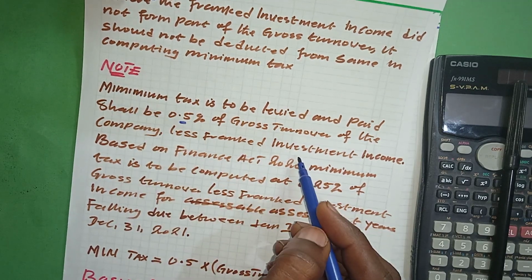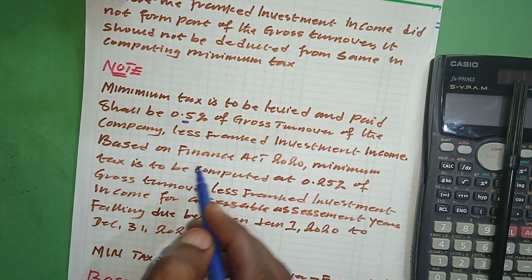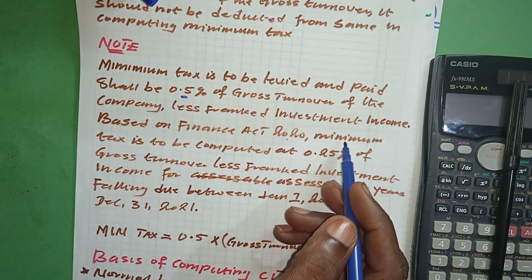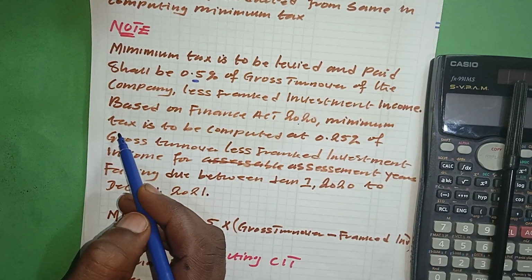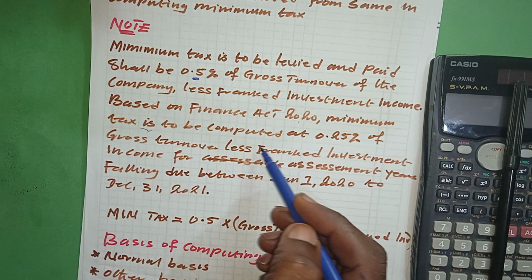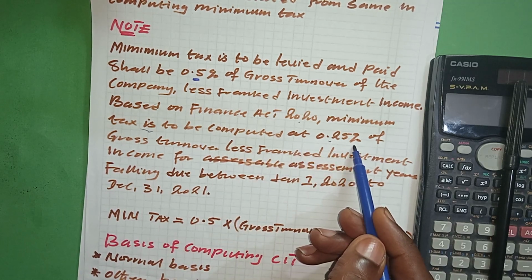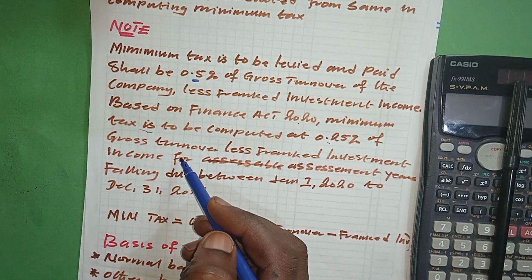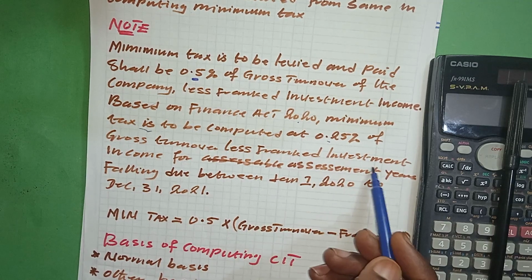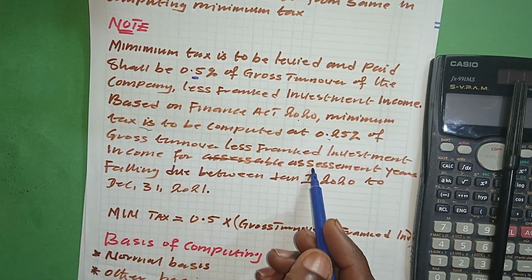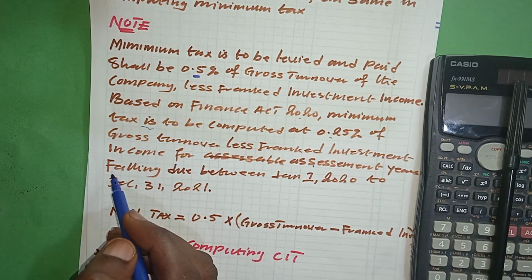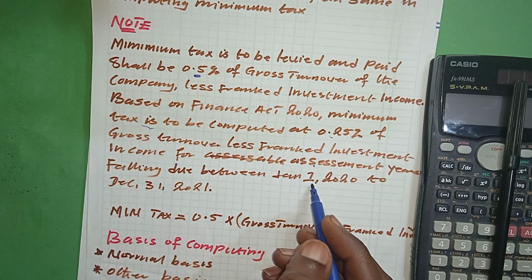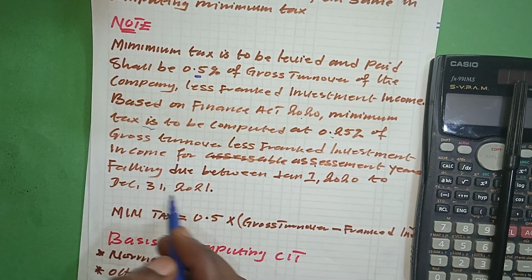We've just defined franked investment income. Based on the Finance Act 2020, the minimum tax is to be computed at 0.25% of your what? Gross turnover, less franked investment income, for assessable years falling due between January 1st, 2020 and December 31st, 2021.